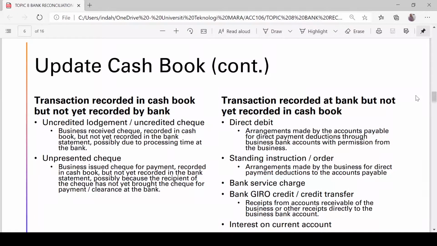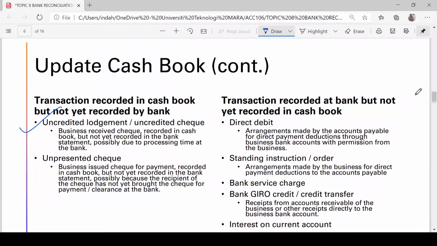So what happened is, let's say for example, the first difference is uncredited lodgement, or uncredited check. So the first example for transactions recorded in the cash book but not yet recorded by the bank is the uncredited check. What does it mean by that? The business received a check, maybe from the customer. It could be from another entity as well.